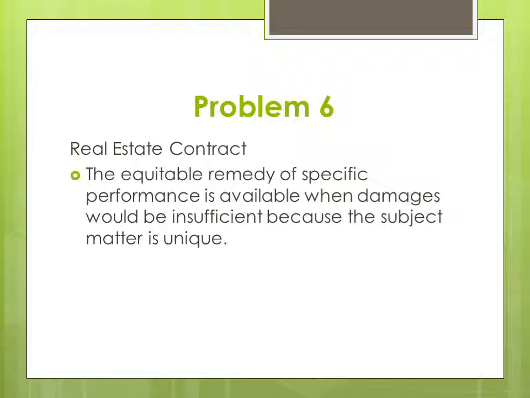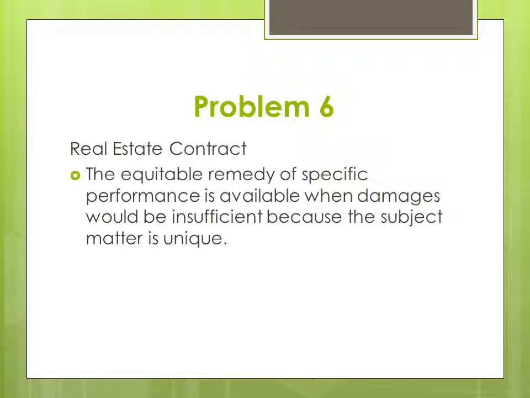Problem 6 also deals with real estate contracts, and the question states: which of the following remedies is more likely to be available for a breach of contract to sell real estate rather than personal property? The equitable remedy of specific performance will be granted when the legal remedy of damages is insufficient, for example, because the subject matter is unique, and all property is considered unique. So contracts to sell real estate are specifically enforceable. While contracts for the sale of antiques and other rare items are also specifically enforceable, most contracts concerning personal property are not. So answer A is incorrect.